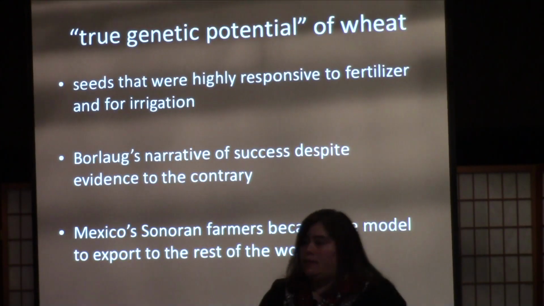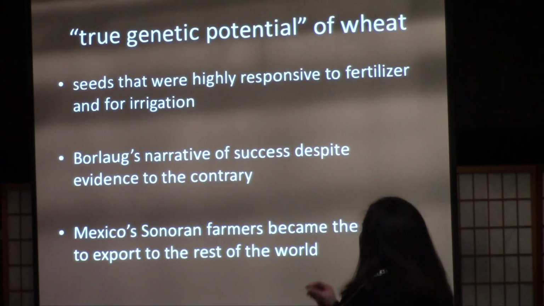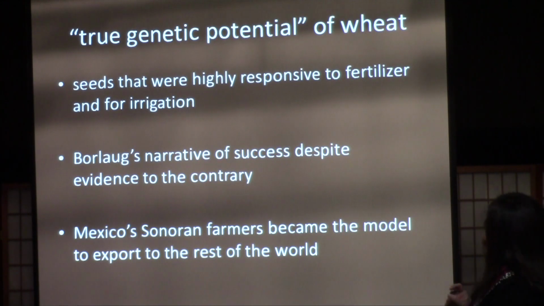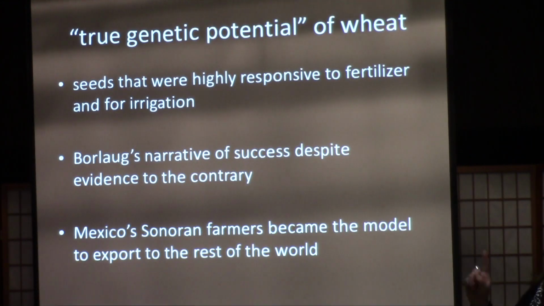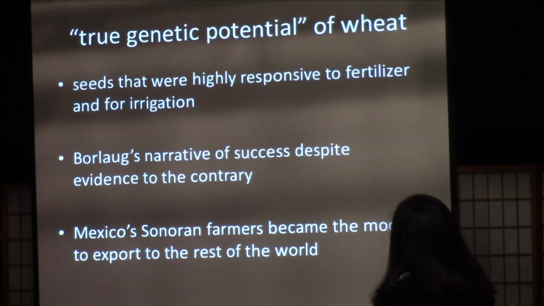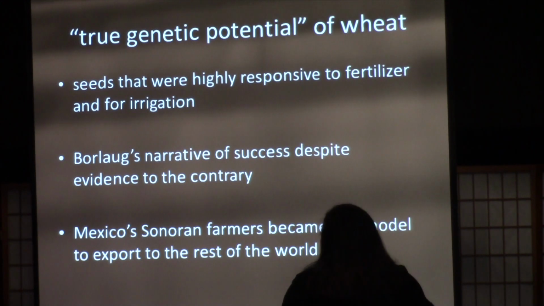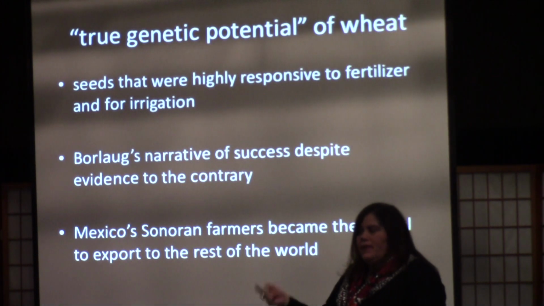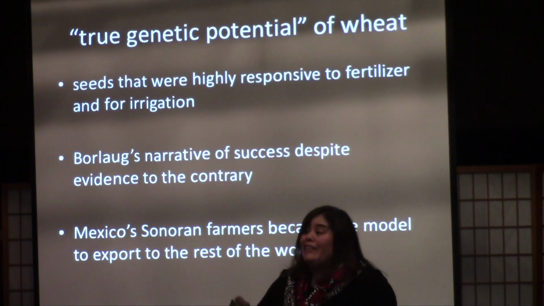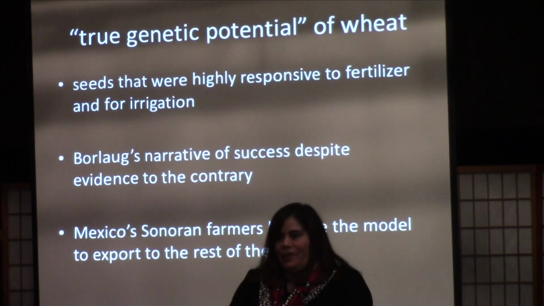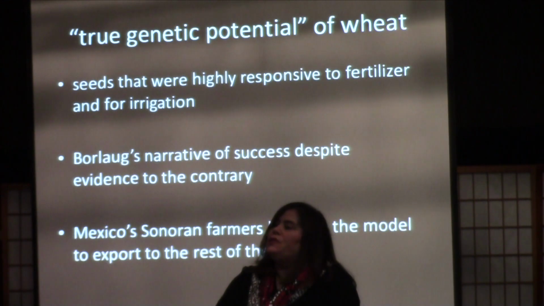But let's go back to the science, because that's what we're also interested in. So the key was, if you could unlock the true genetic potential of wheat and create seeds that were highly responsive to fertilizer and designed for irrigation. So Borlaug continues this narrative of success despite increasing evidence to the contrary, that wide adaptability did not really exist. What existed was increasing fertilizer use. So of course you're going to yield more if you're increasing fertilizer.